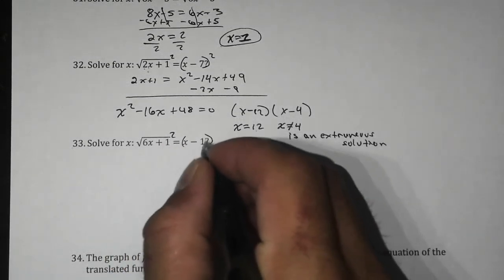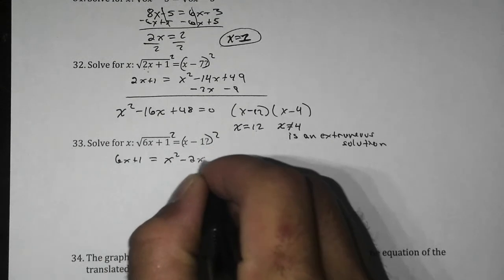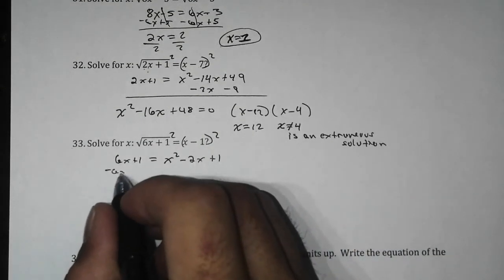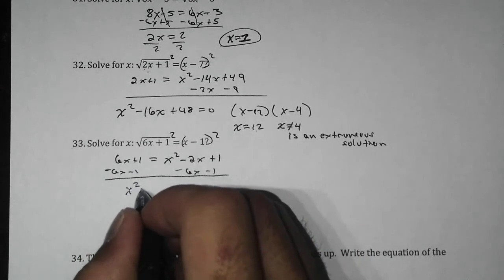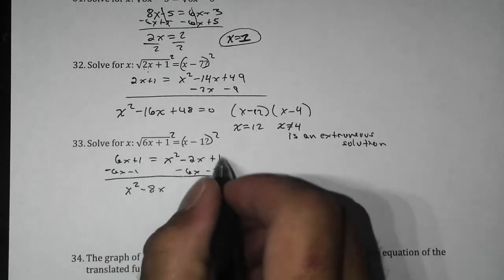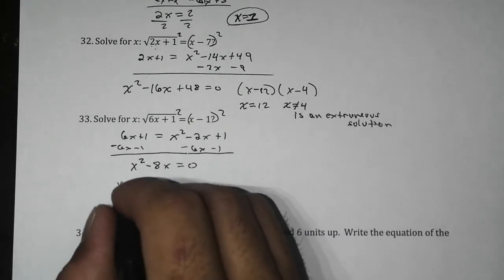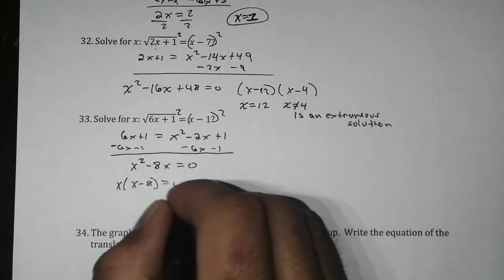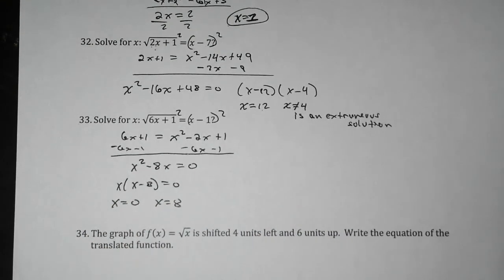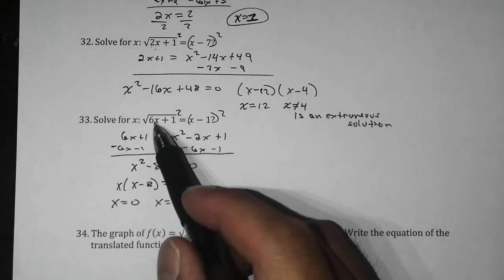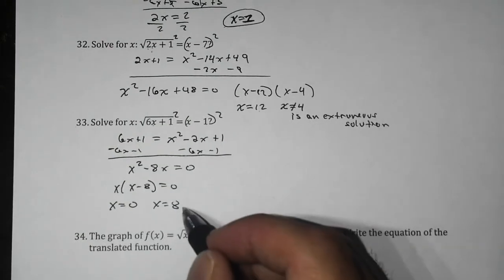Square both sides. 6x plus 1 is equal to x squared minus 2x plus 1. Minus 6x minus 1 cancels. Alright, so when we solve this, it's a little bit different. We're going to factor out an x. Okay. Same idea here. Let's plug in 8. 48 plus 1 is 49. The square root of 49 is 7. 8 minus 1 is 7, so that works.